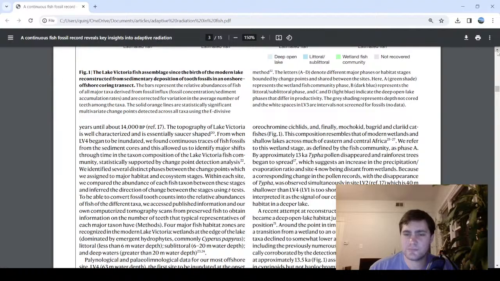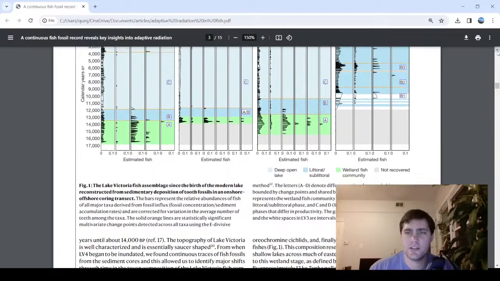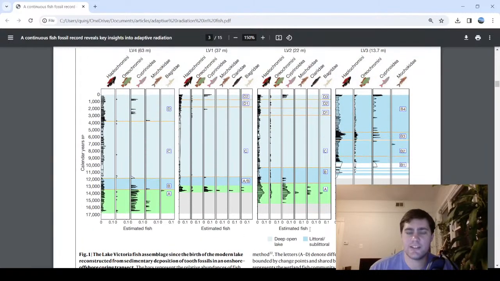So I think what they're saying here is that they can tell they're moving into deeper lake territory because of the absence of the pollen that they were seeing in previous samples.